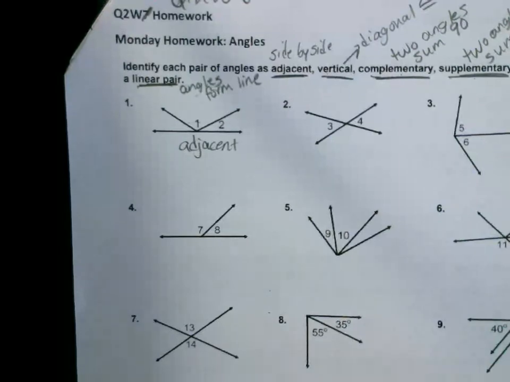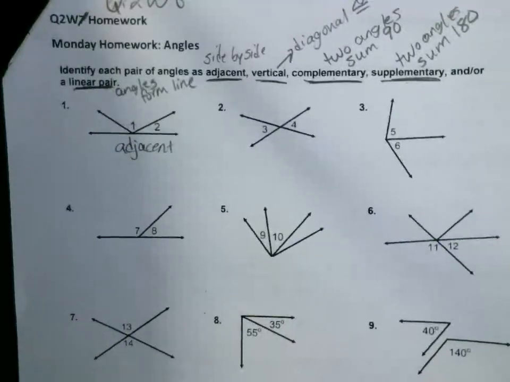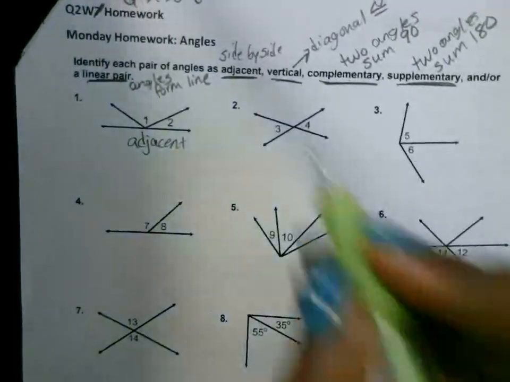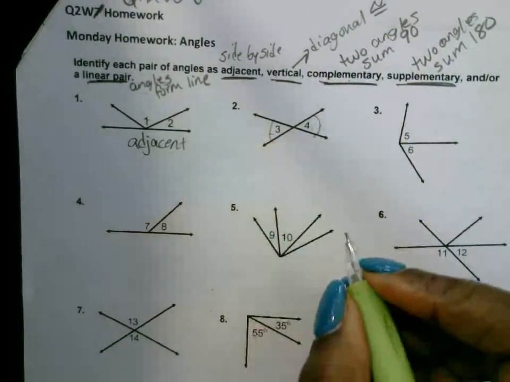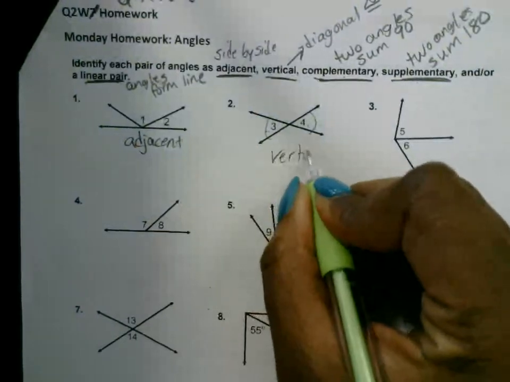All right. Last night's homework. What did you write for number 2, Carter? What is the relationship between these two angles, 3 and 4? They're vertical. Very good.